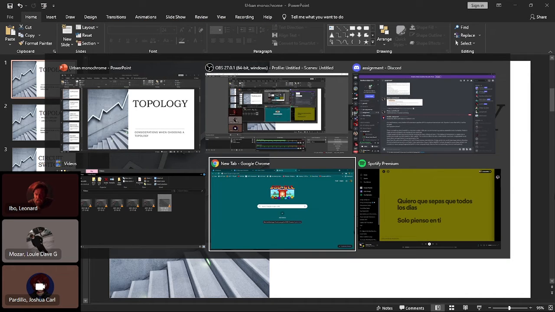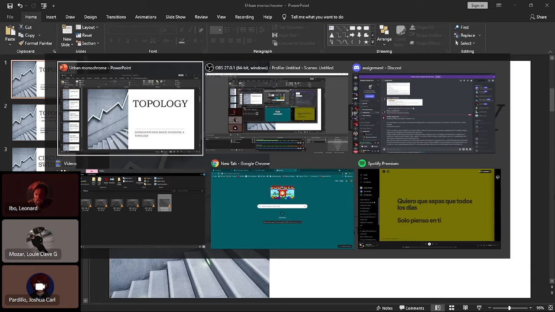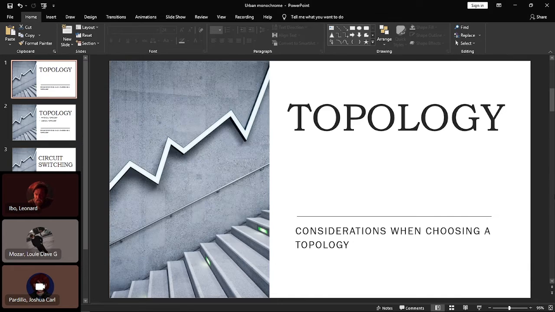So there are several ways to arrange a network. Each has advantages and disadvantages, depending on the needs of your company. Certain arrangements can give you a greater degree of connectivity and security.